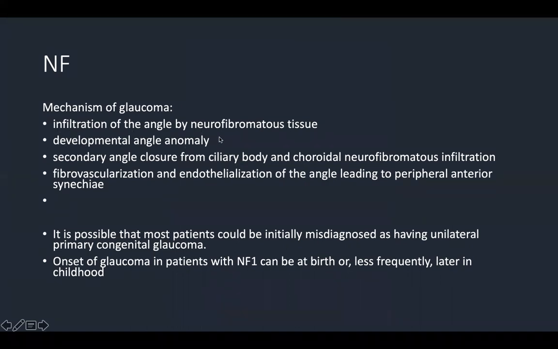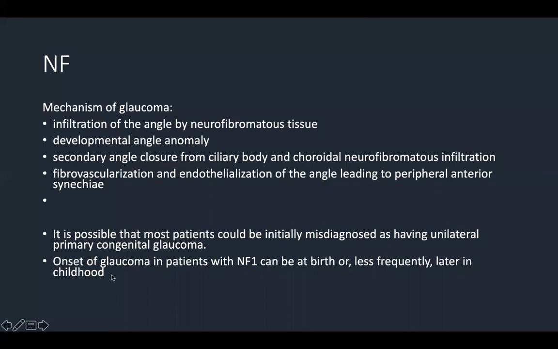It could be developmental. Some studies reported that a baby presented with the appearance of congenital glaucoma, and then later on he developed the signs of neurofibromatosis. So it could be related to a developmental anomaly of the angle. Or it could be secondary angle closure, where the ciliary body or choroid were infiltrated by neurofibromas, pushing the iris forward, covering the angle, and fibrovascularization and endothelialization of the angle. So it's like an anterior pulling mechanism of the glaucoma.